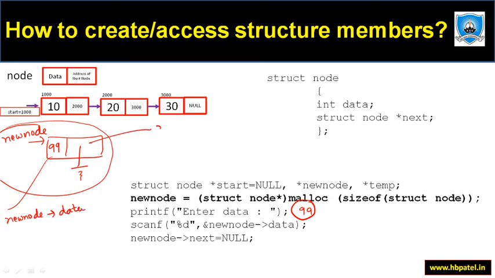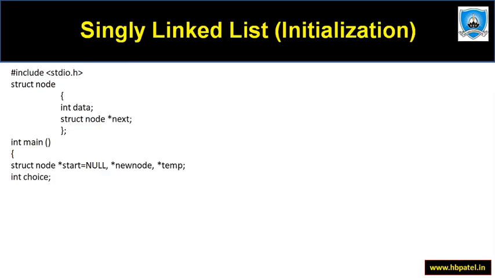So this one is new node arrow next. This is how I create the new node, meaning a structure, and I put values into it. Now let's move further. So this thing is done. Now I am using 3 different pointers over here: start, new node, temp.